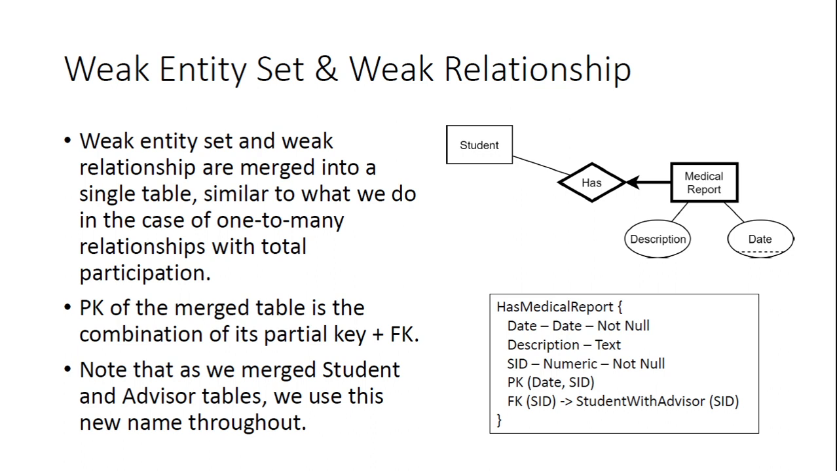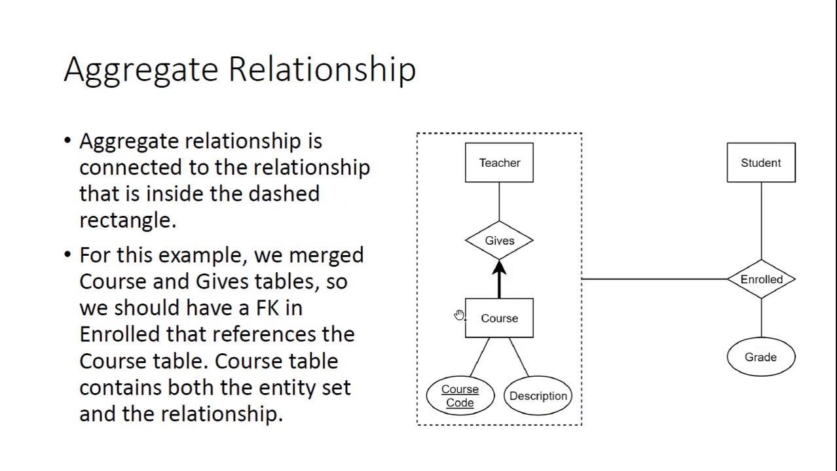For a weak entity set, the primary key is going to be the partial key of this weak entity plus the primary key of the strong entity. In this case, for a student, there is SID, so date and SID is the primary key for this table. And SID is a foreign key because SID is not included directly in the medical report, but it is related to the ID of a student.